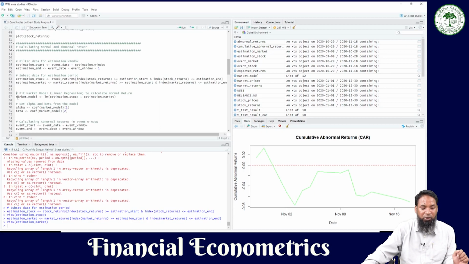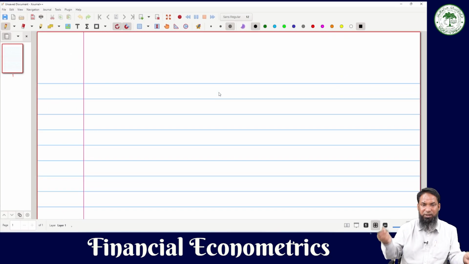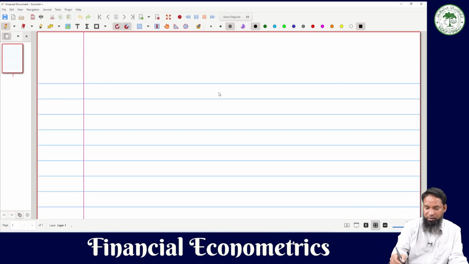Now let us fit the market model here. So what is the market model? That the estimation of the stock depends on the estimation of the market. That is, for the Reliance stock we are forecasting the expected value, assuming that it depends on the market performance. So that is basically what we are doing here. Basically, the Reliance stock is a function of the market return. That is the concept we are using here.